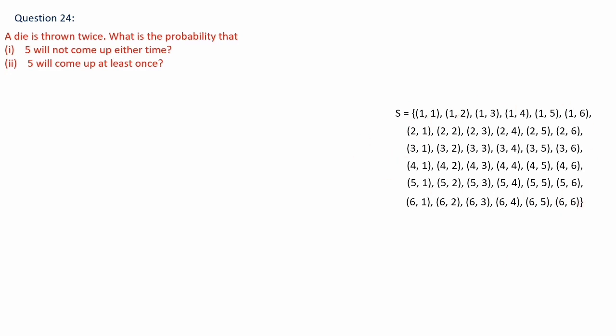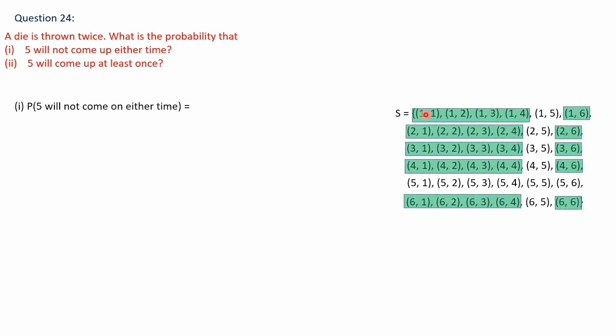Then here 5 will not come up either time. Means no 5 will be there. So let's mark the things which are not related with 5. So these are the green shaded elements. They are not having any 5 in that pair. So here 1 1, 1 2, 1 3, 1 4, 1 6, no 5s are there. When you check each row's shaded portion, there is no 5 available. So total here 1 2 3 4 5, 5 into 5, total 25. 25 favorable outcomes, total number of outcomes 36. That is the probability that 5 will not come up either time.